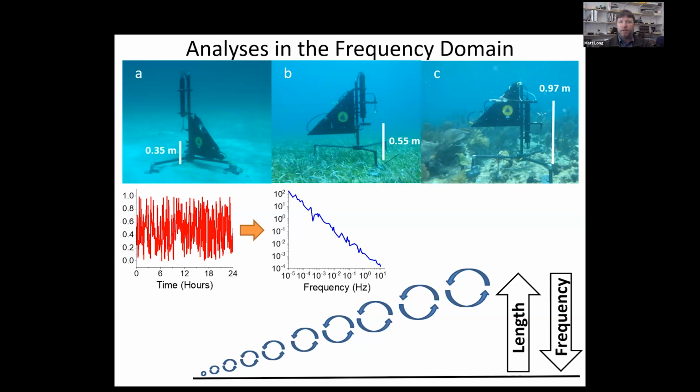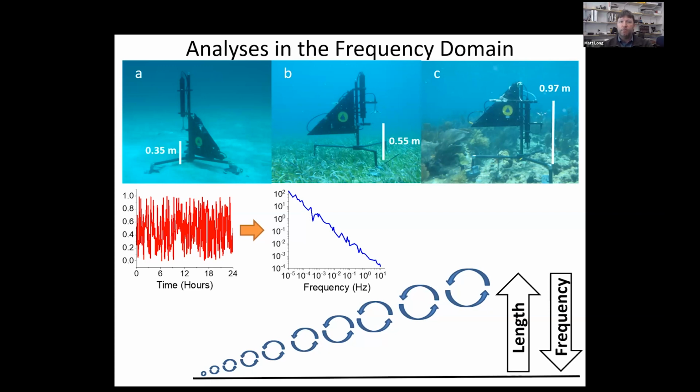So in this part of the talk, I'll talk about 3 different measuring systems. You can see them in the pictures on the top. They're all eddy covariance systems that just have different measuring heights based on the different environments that we deployed them in. So sand flats at about 10 meters deep, seagrass beds at about 5 meters deep, and shallow coral reefs in the Florida Keys at about 2 meters deep.